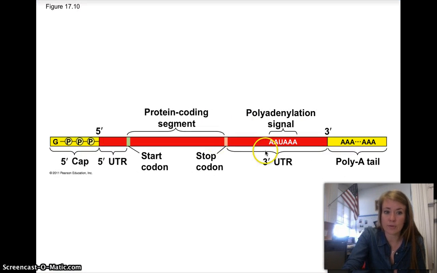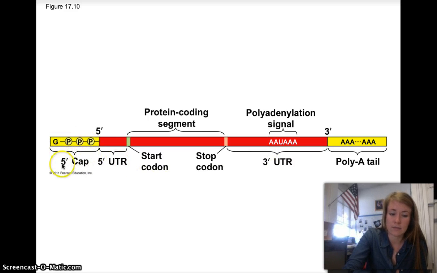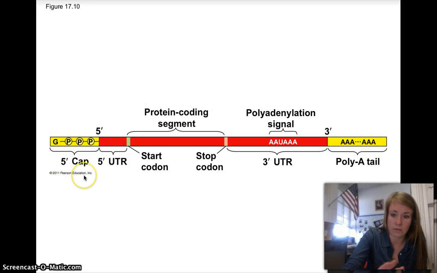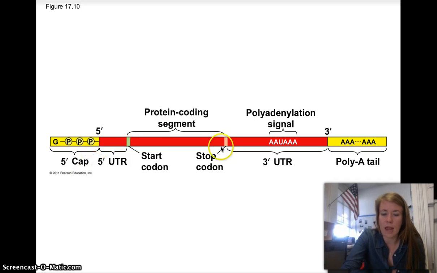So here's a pre-mRNA. Here is the 5' cap. Here's the poly-A tail. You can see there's a bajillion A's there. And here's our modified guanine. It has 3 phosphates.